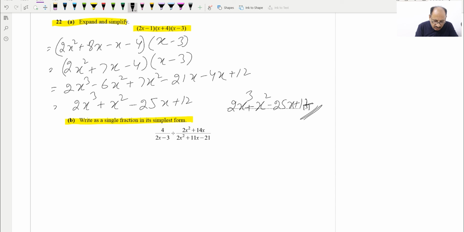Now write as a single fraction in its simplest form. So what we can do, we can rewrite as multiplication, and multiplication 2x square, reciprocal of this one.